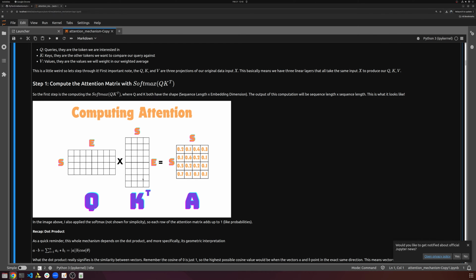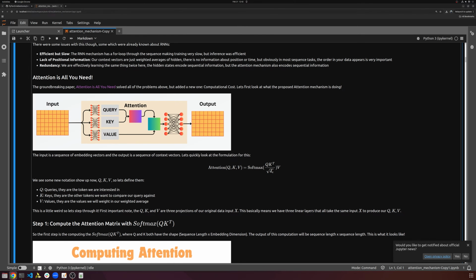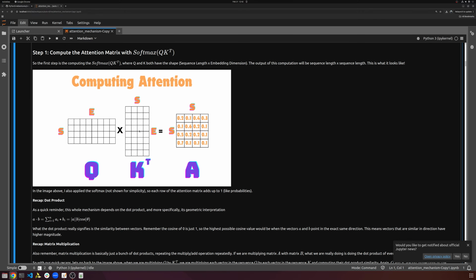And key is exactly the same. It's just a different projection, right? Just a new projection, but it's still the same thing, same idea. But we're going to take its transpose. And when we do query key transpose, well, we're multiplying an S by E matrix by an E by S matrix, leaving us with a final S by S matrix. And this matrix is known as the attention matrix.